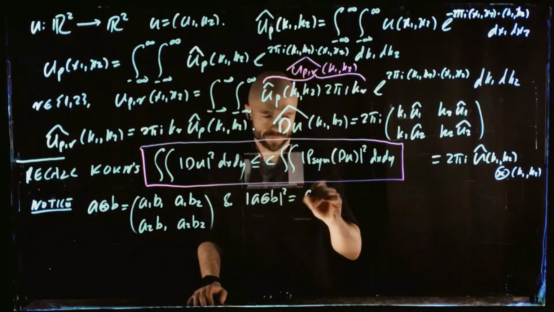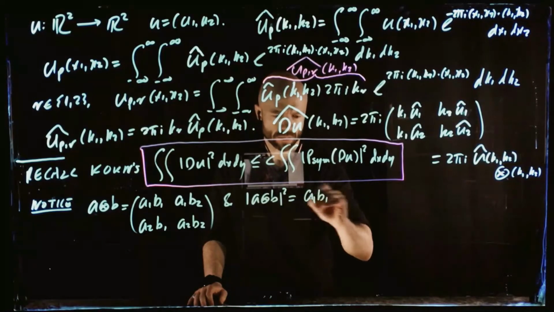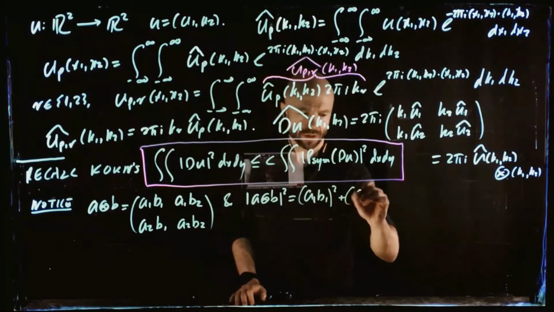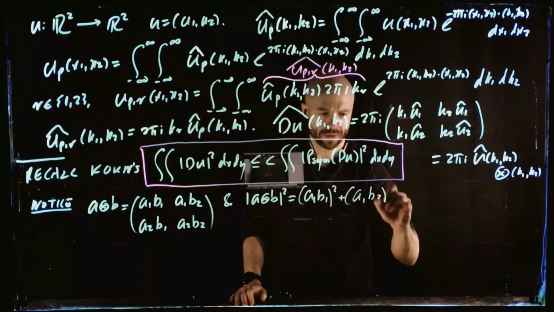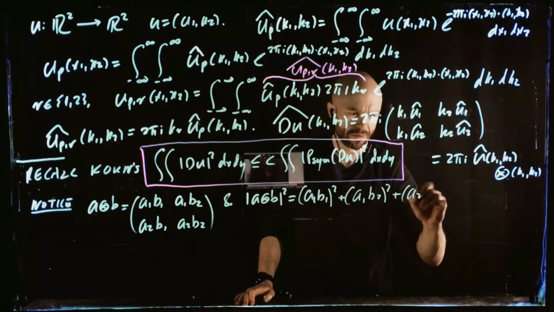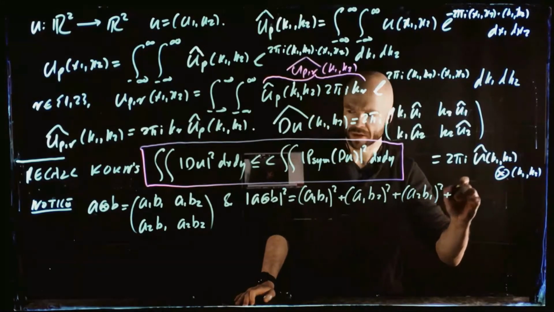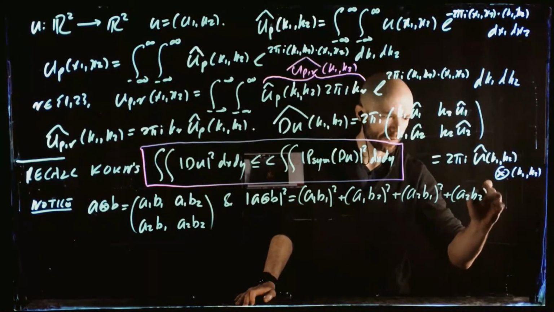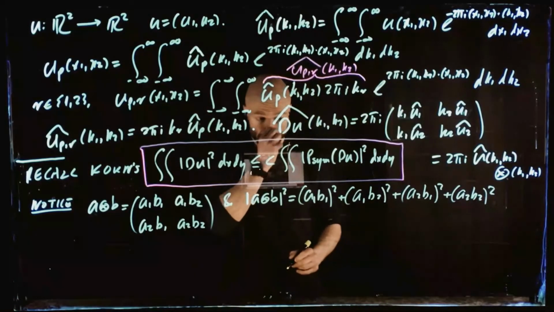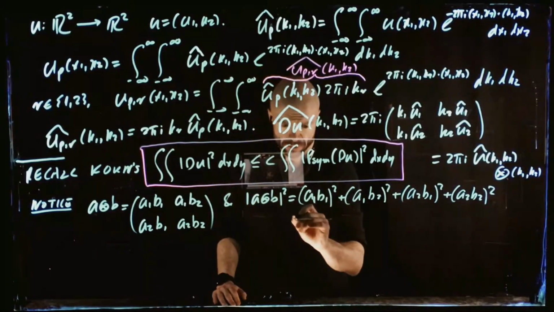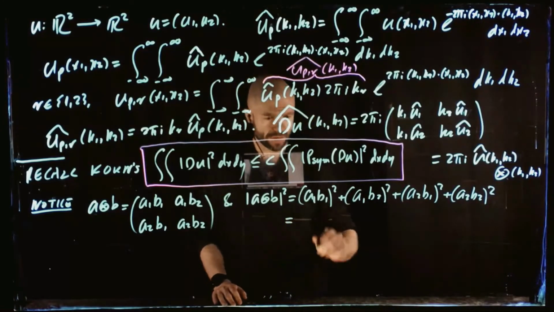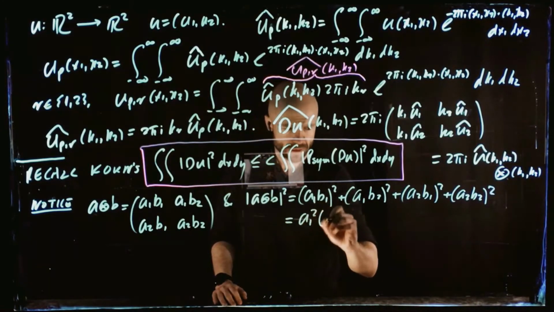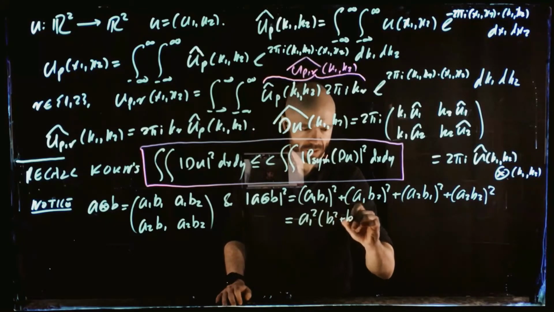We're going to get A1 B1 squared, A1 B2 squared, A2 B1 squared, and A2 B2 squared. That's what we're going to get. And we can factor some of this out. Let's factor out the A1 squareds. We're going to have B1 squared plus B2 squared.